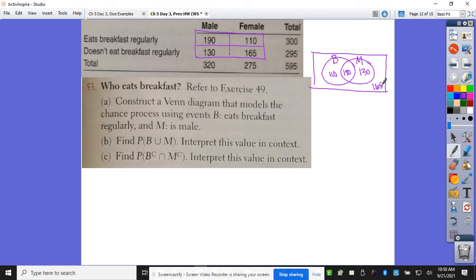What does this one mean? Probability of females and don't eat breakfast. A female who does not eat breakfast regularly could be condensed as calling it female who does eat breakfast regularly, only because there's 2 options here and 2 options here. So to complement, there's only 1 option left. And that one would just be 165 out of 595.